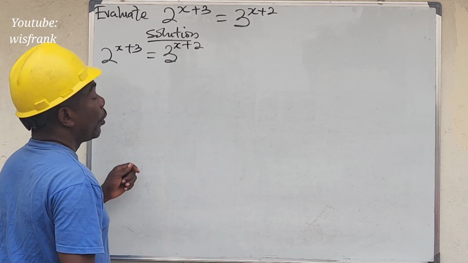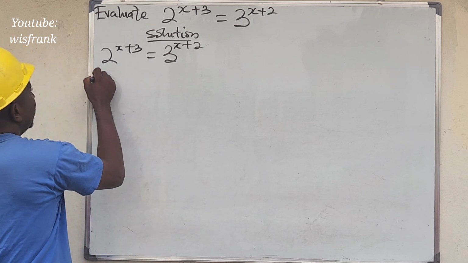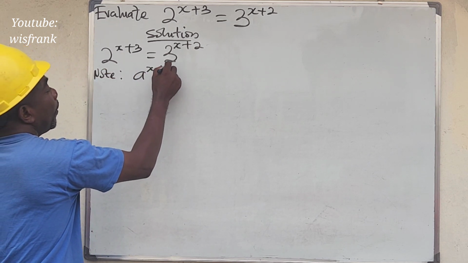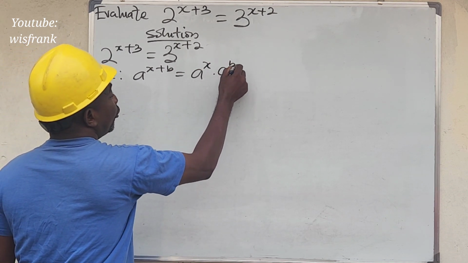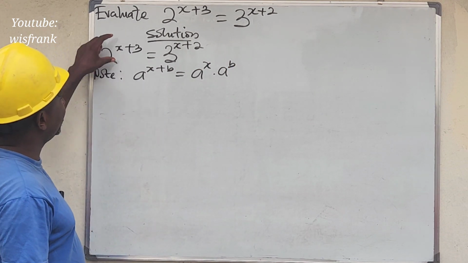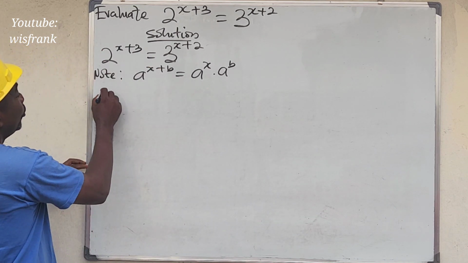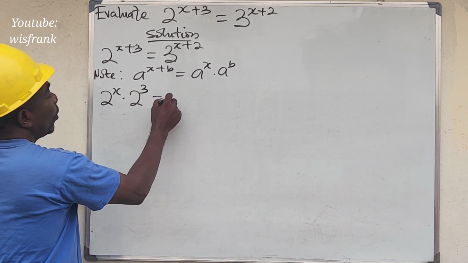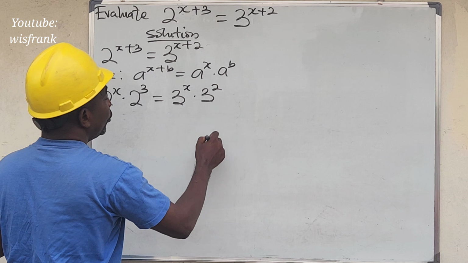plus 2. For us to further evaluate this, we recall, note, when we have a to the power of x plus b is the same thing as a to the power of x times a to the power of b. So we are going to represent each of these as this. So this will become 2 to the power of x times 2 to the power of 3 equals 3 to the power of x times 3 to the power of 2.